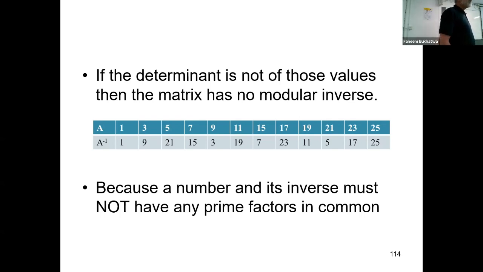Now, the quick idea is that if the determinant of the matrix is an odd number between 1 and the modulo, and in this case also not 13, if it's one of those numbers, then the matrix will have an inverse. And if it's not, then there'll be no inverse for that matrix.